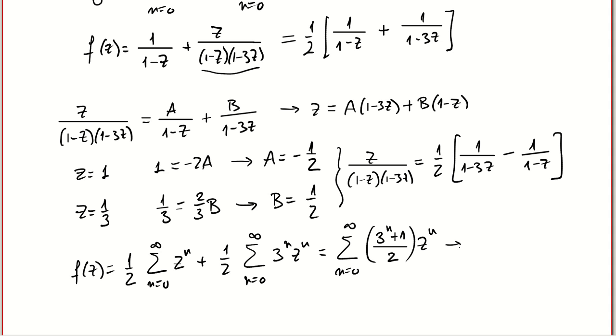So the conclusion is a_n is equal to (3^n + 1)/2. Okay, that is the solution to our first case, our first problem.